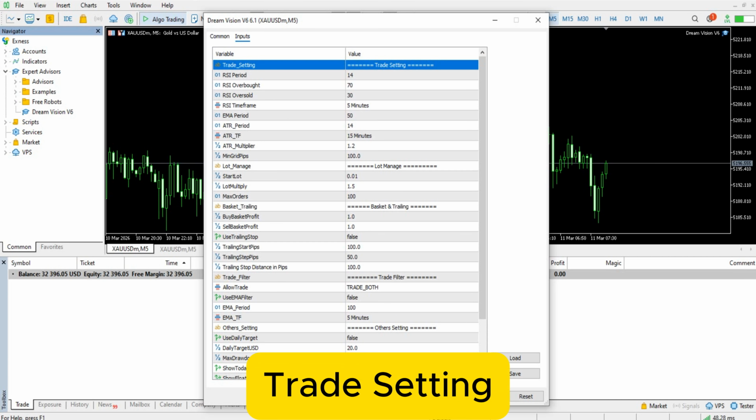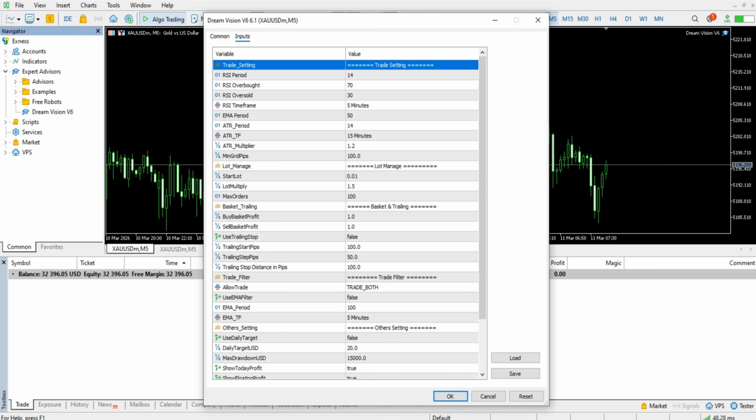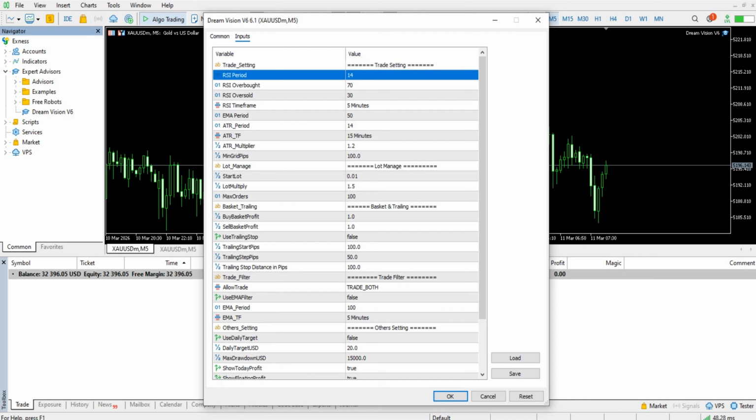Trade setting. First, we have the trade settings section. This section controls the main indicators that help the EA analyze the market before opening trades.